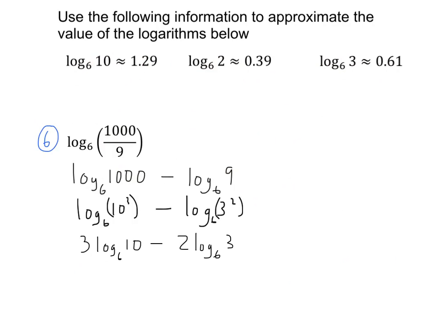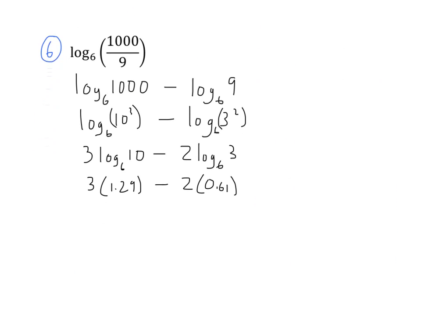So we would be able to approximate this as 3 times 1.29 minus 2 times 0.61. And if you multiply these out, 3 times 1.29 is 3.87, minus 1.22. And if you subtract that, you get 2.65.